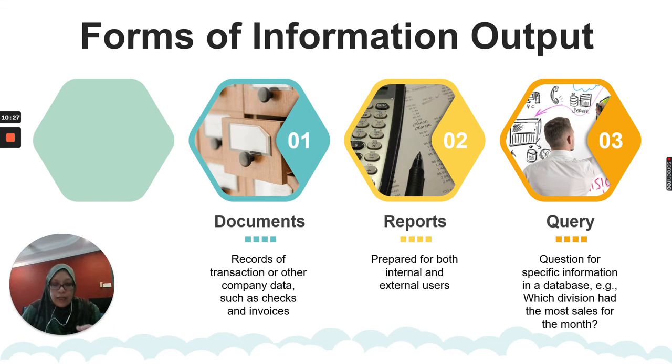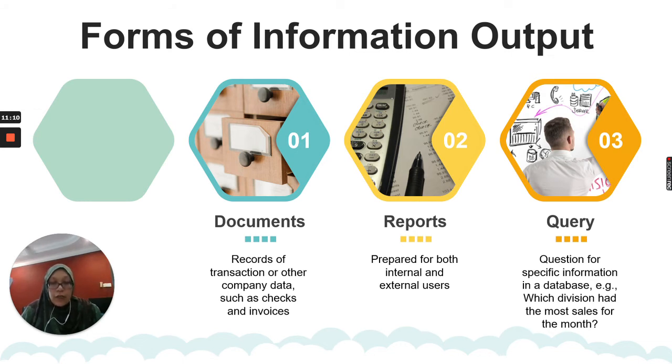Then the other kind of information output is reports, prepared for both internal and external users. For example, the financial statement is a report. Reports have to be prepared for many kinds of users, whether internal users or external users. Internal users are mostly the management, and external users are, for example, the government and suppliers. So those are reports for external users.